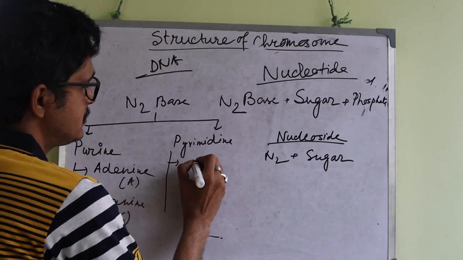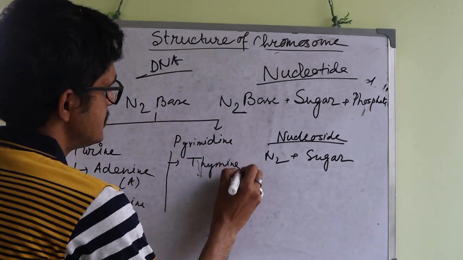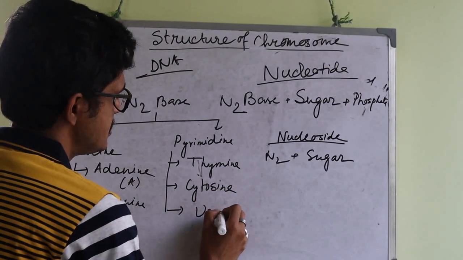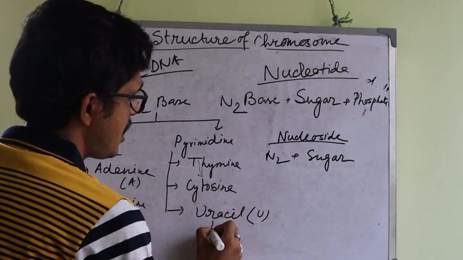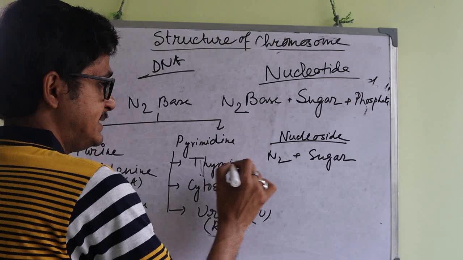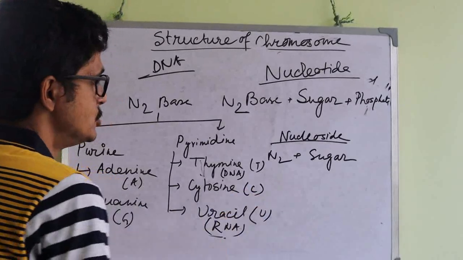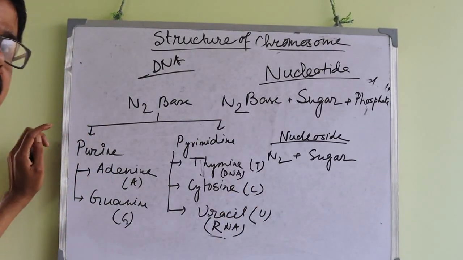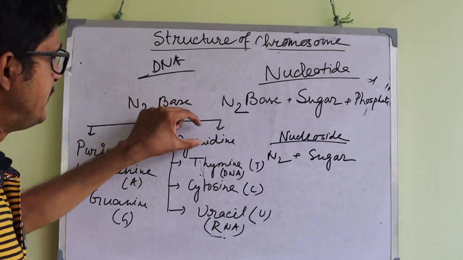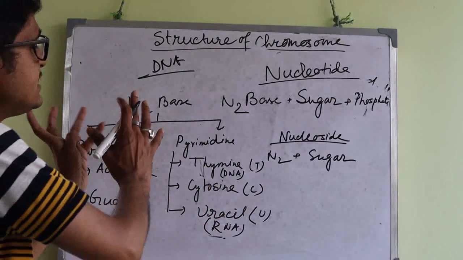And pyrimidine: thymine, cytosine, and uracil. Uracil is only for RNA. T means thymine, only for DNA. And C is cytosine. So what are the nitrogen bases? Number one, adenine and guanine in the purine group; in the pyrimidine group, thymine, cytosine, and uracil. Thymine in case of DNA, uracil in case of RNA. These are the nitrogen bases.